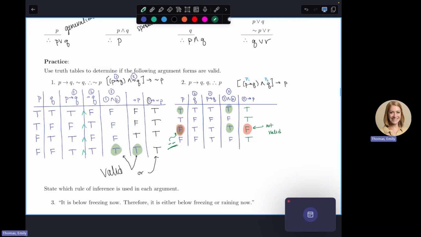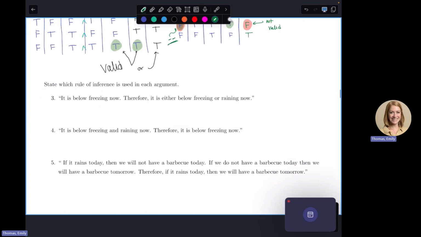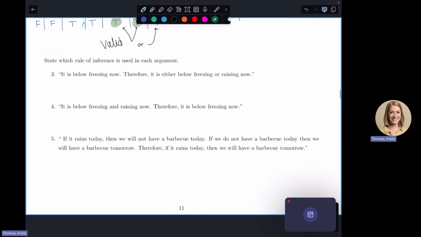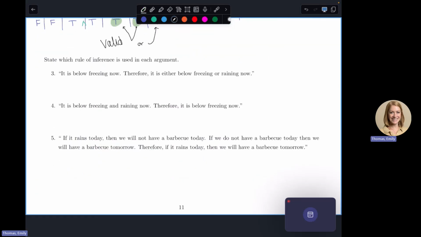So right below this, we're going to be looking at 3 different arguments, and we're going to talk about which of these rules this uses. Okay? So number 3, we have it's below freezing now. Therefore, it is either below freezing or raining now. So I'm going to assign some variables here. So it is below freezing now. Therefore, it is either below freezing or raining now. This is the generalization.